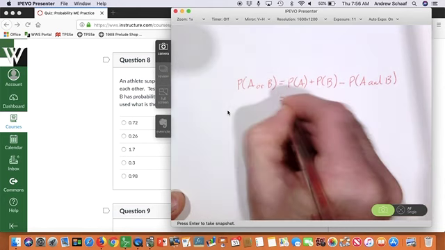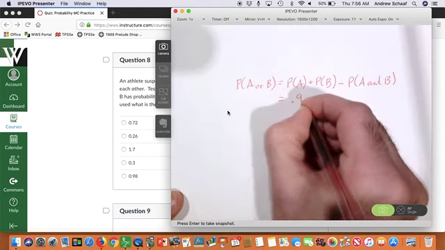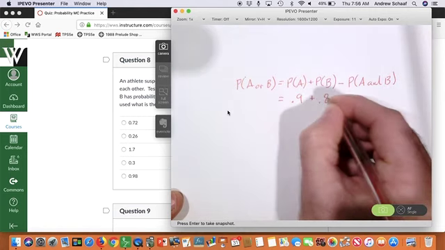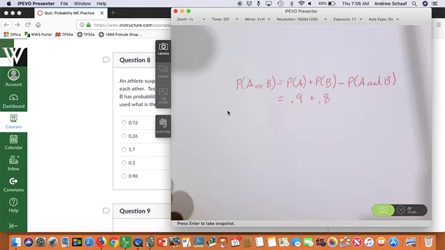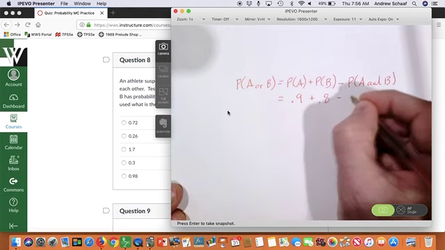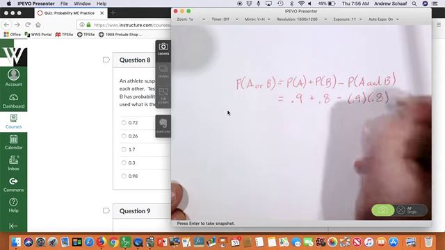Well, I know that the probability that test A is positive if steroids have been used is 0.9. I know the probability that test B is positive is 0.8. Now, they could both be positive, and because they are independent of one another, I can simply take the probability that A is positive times the probability that B is positive.